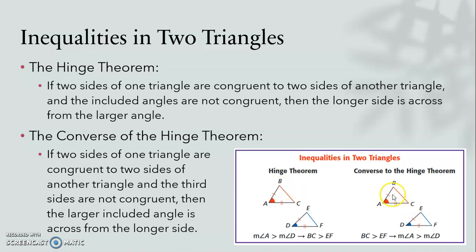Now its converse allows you to compare the angles, the included angles. You still need to know that there are two pairs of congruent sides, and you need to know how BC compares to EF. And if BC is bigger, then the angle across from it is going to be bigger than the angle across from EF. Okay, so those are our two theorems, the hinge theorem and its converse. Now let's take a look at some examples.